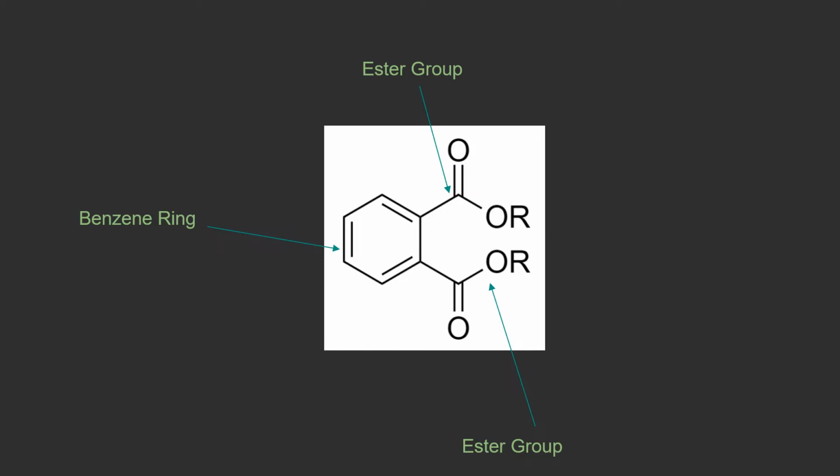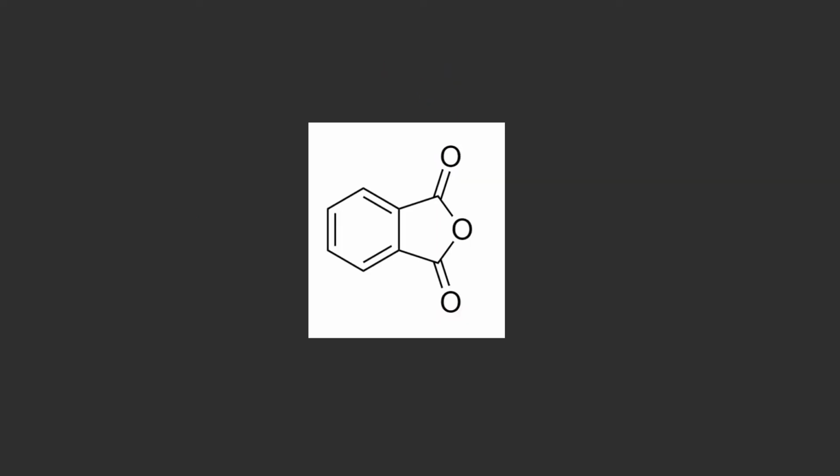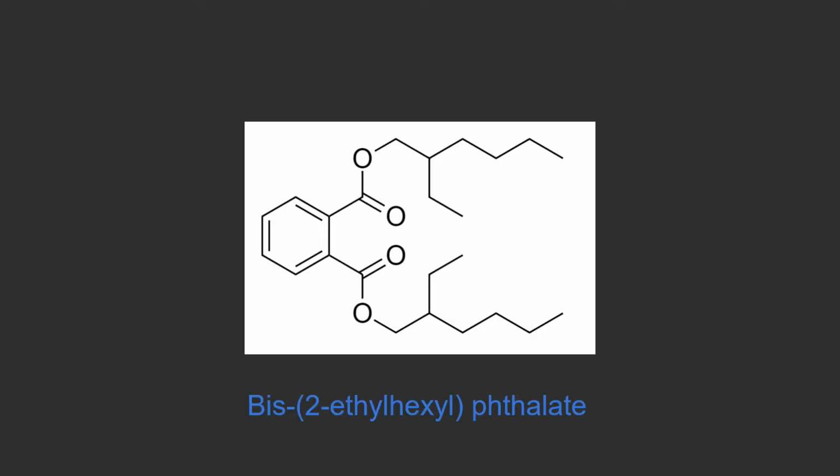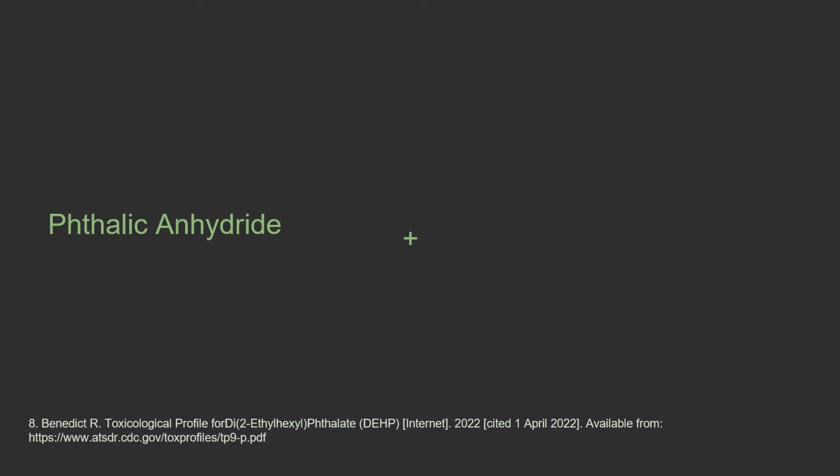Phthalates contain both ester functional groups and a benzene ring too. And the starting product for phthalates is phthalic anhydride, shown here. Phthalic anhydride is usually reacted with an alcohol in the presence of an acid catalyst. For instance, you can make this phthalate, bis-2-ethyl hexyl phthalate, using the alcohol 2-ethylhexanol.